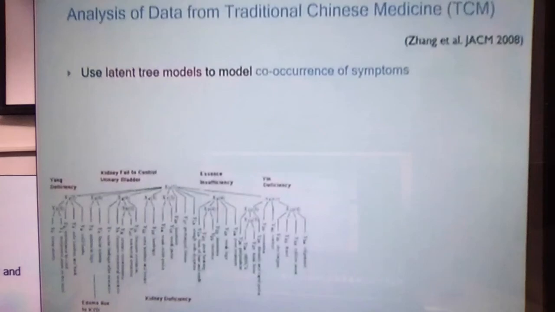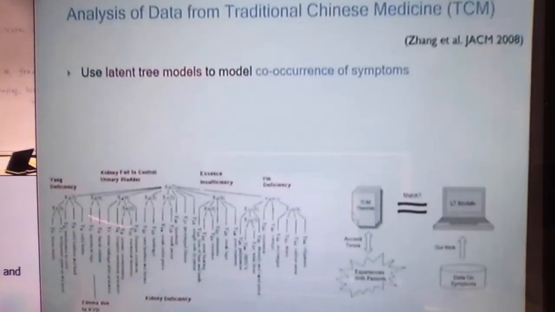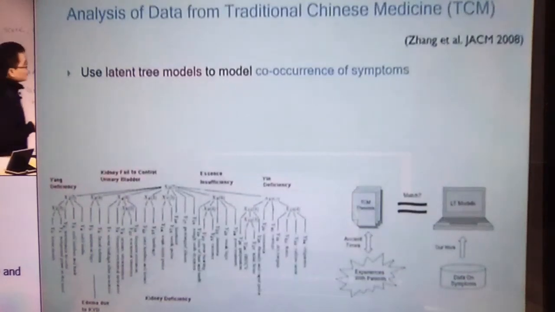Of course, you can also use latent variable models to model co-occurrences of symptoms among patient data. You collect data from a lot of patients. You see which symptoms co-occur. And back in 2008, we analyzed a data set from traditional Chinese medicine. So this is a model. Turns out, those latent variables in the model match the corresponding concepts very well.